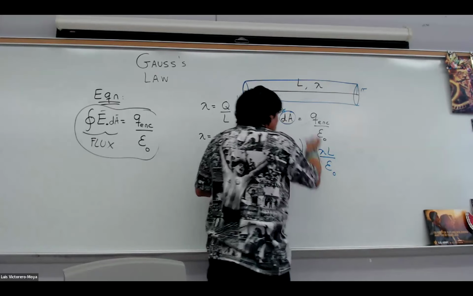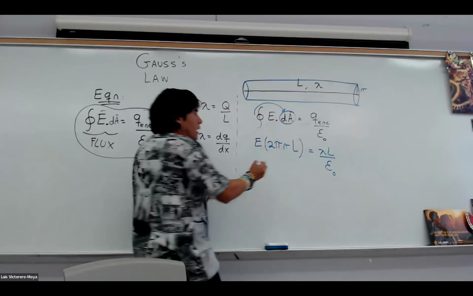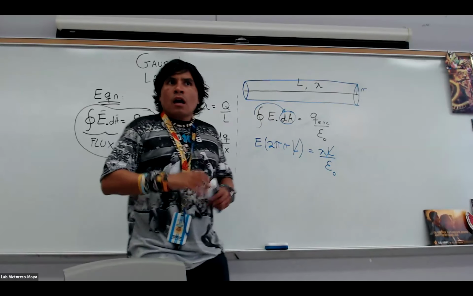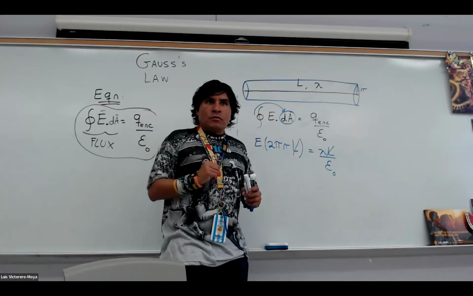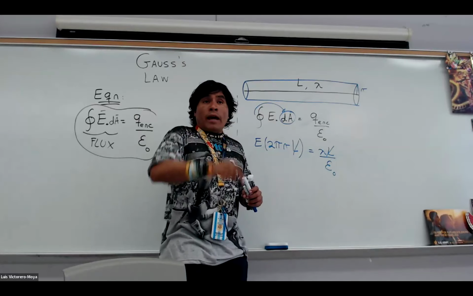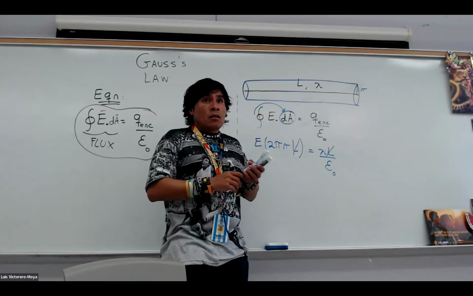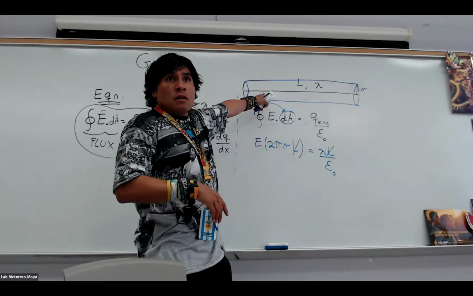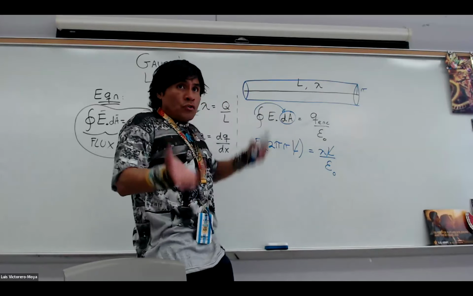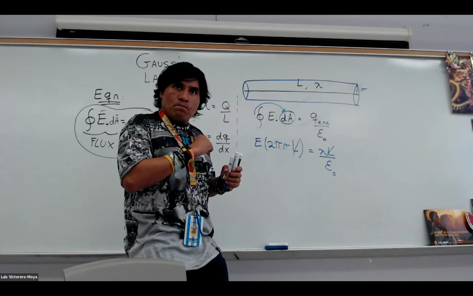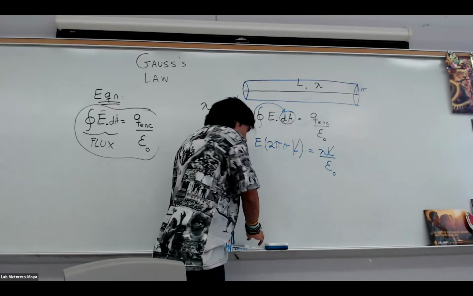I'm pretty sure you guys can finish the problem from there. L will cancel, so it doesn't matter how long the line is. The electric field is always going to be the same. That will help you for the next problem with cylindrical conductors. The same: with cylindrical conductors, you use cylindrical symmetry. All right?